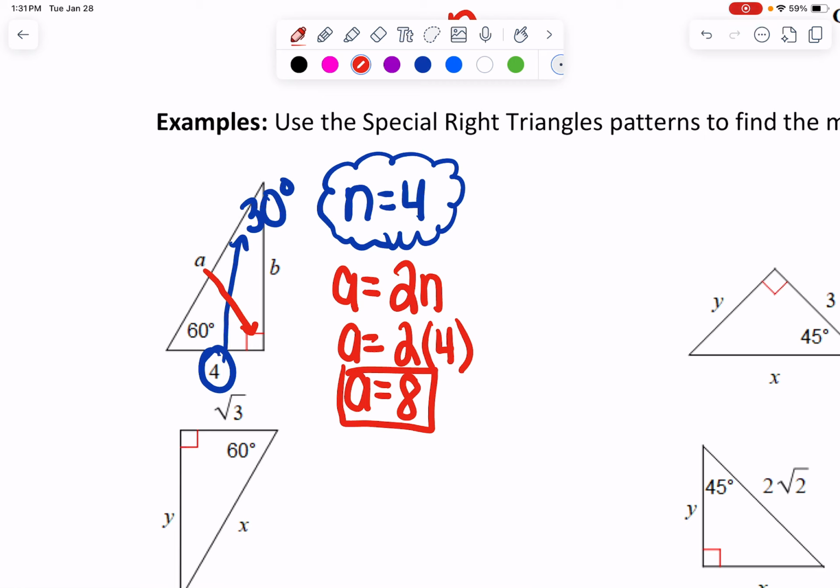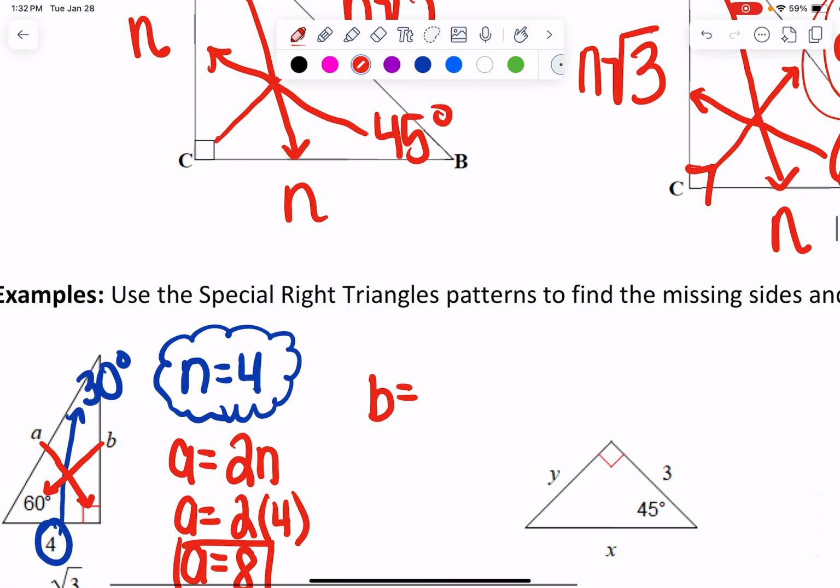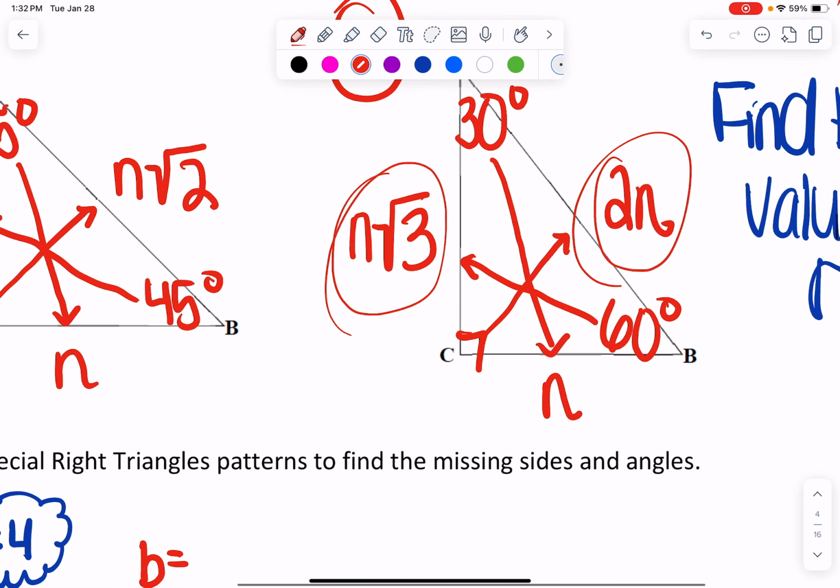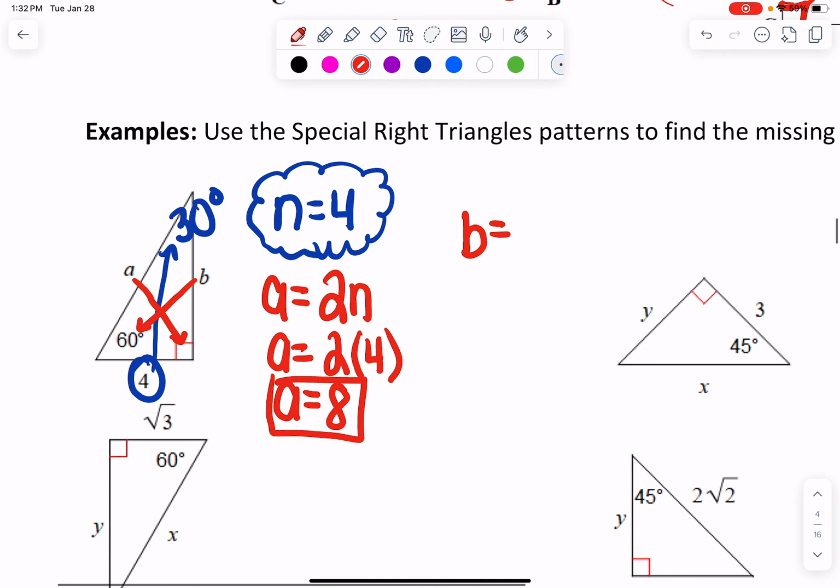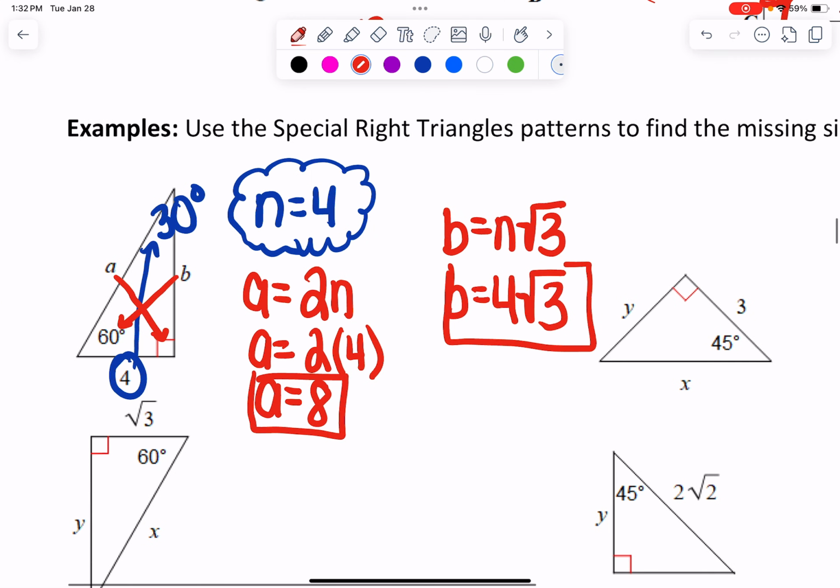And then for B, B is opposite to angle 60. Opposite to 60 is N root 3. And so what gives me B is plugging in N and adding a root 3. So this is actually a lot quicker than the Pythagorean theorem because it's going to give you quicker answers rather than having to set it up.